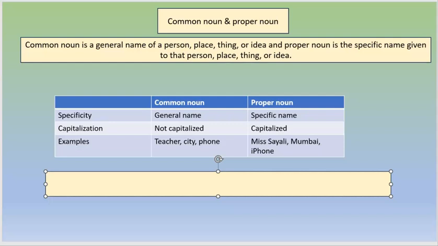Now let's look at one example. I like all movies, but Chava is my most favorite movie.